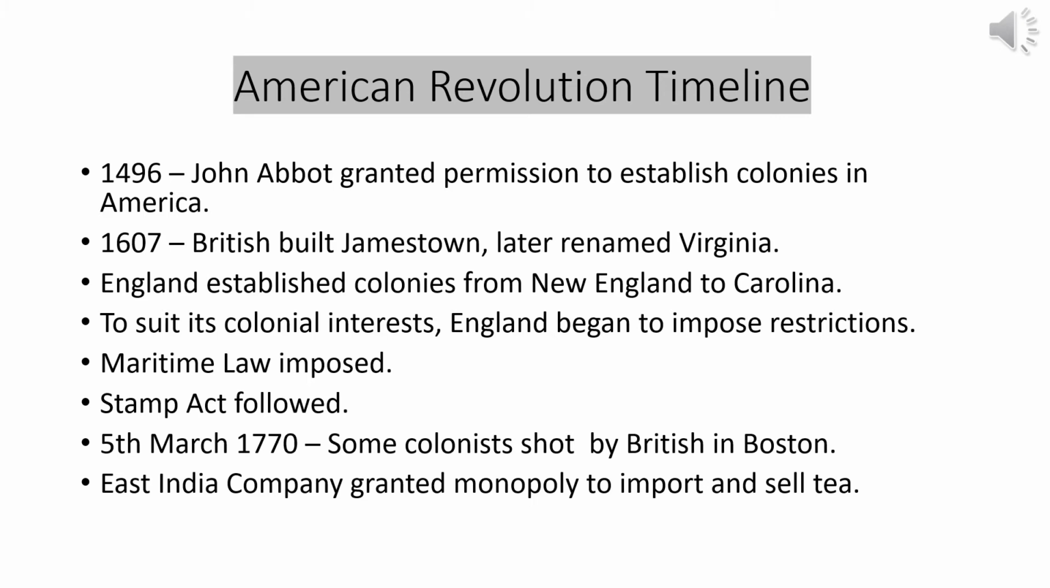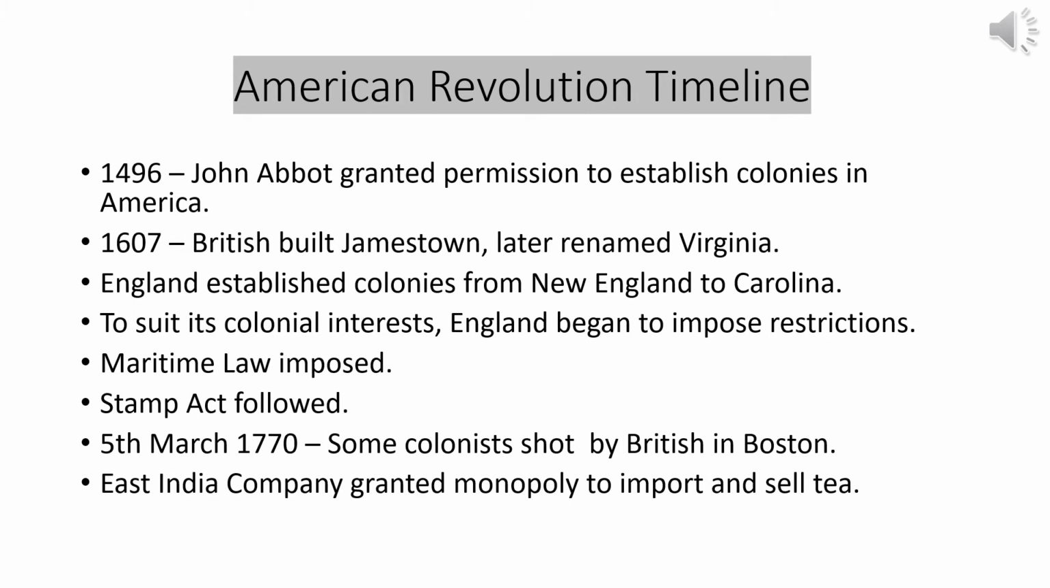During the reign of Elizabeth I, the Queen of England, explorers were encouraged to undertake sea expeditions. Establishing colonies was the prime intention. In 1496, John Abbott was granted permission to establish colonies on the American land. He established the British as the ruling authority in North America. In 1607, the British built Jamestown, a colony on the banks of the river James. Later, the same colony was renamed Virginia.